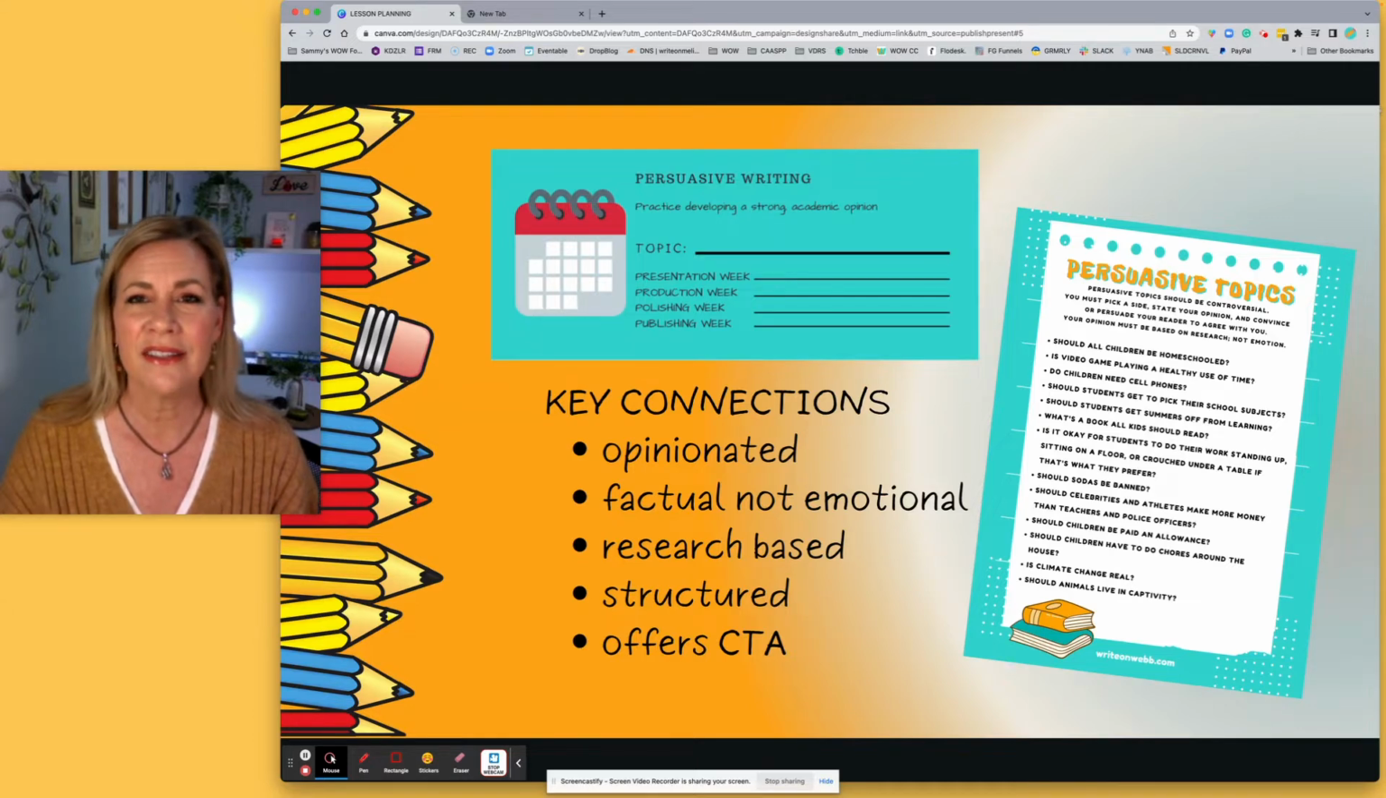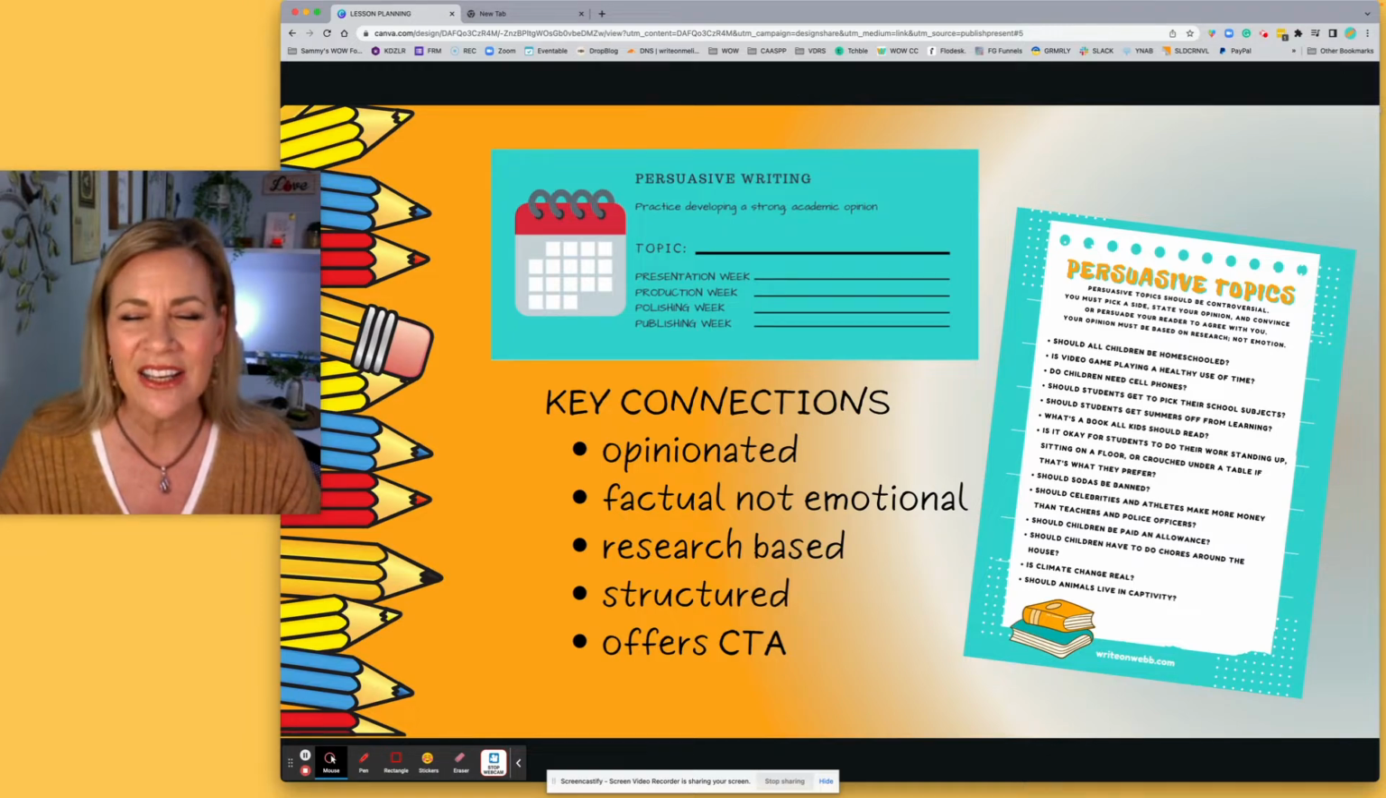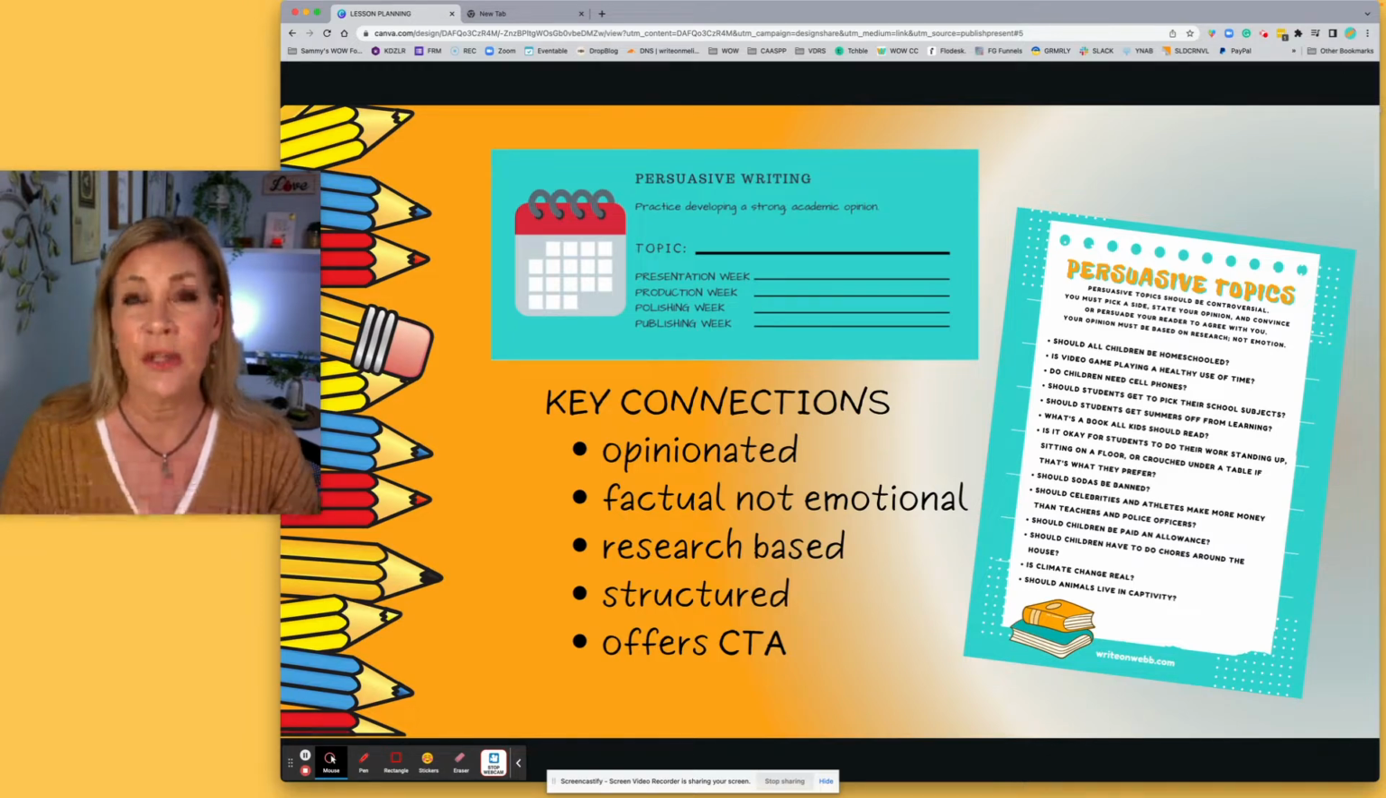They're similar, a little bit different. I won't get into the nitty gritty in this training. I have other opportunities for you to learn with me, but persuasive has some key concepts and connections I want you to make with your young writer.